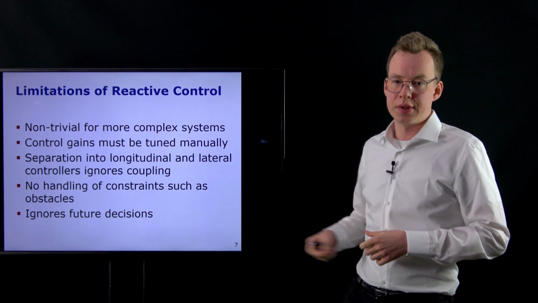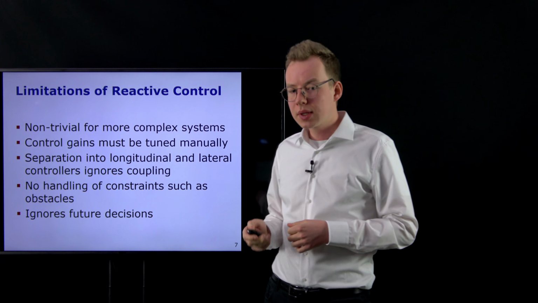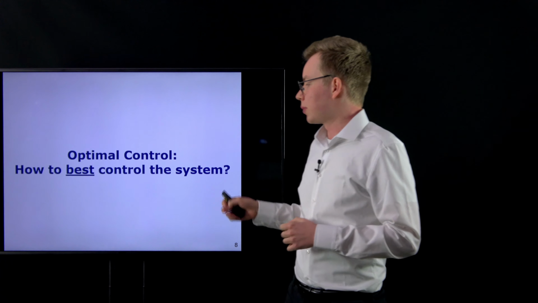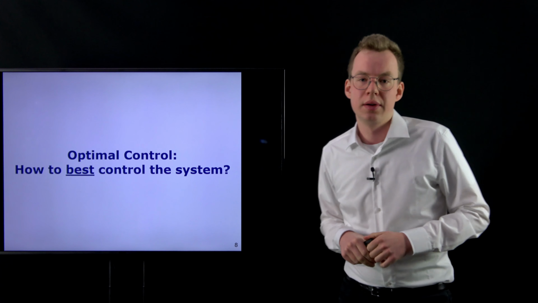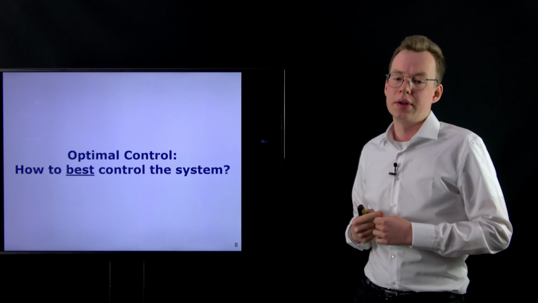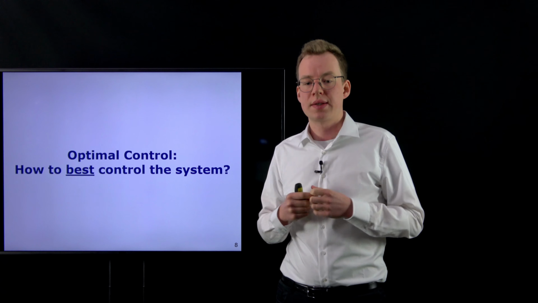And yeah, so these limitations bring us to the topic that we're discussing today. Model predictive control makes use of optimal control techniques, and optimal control is asking the question, how can we best control the system?